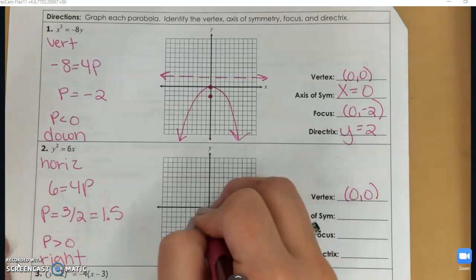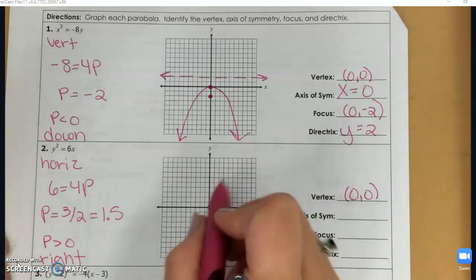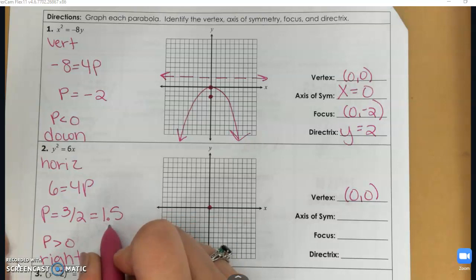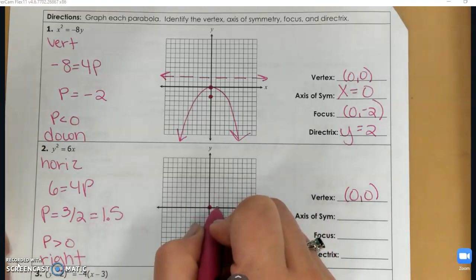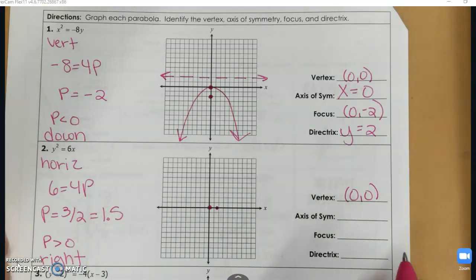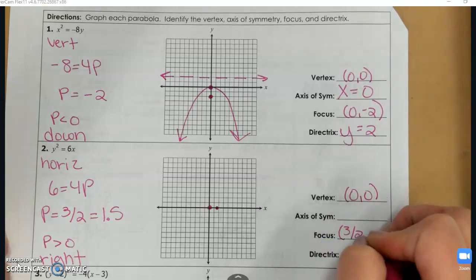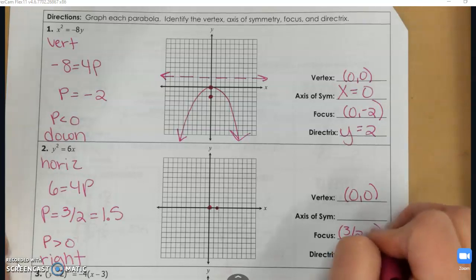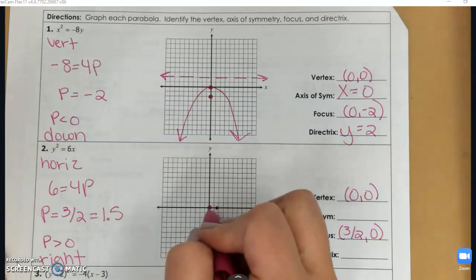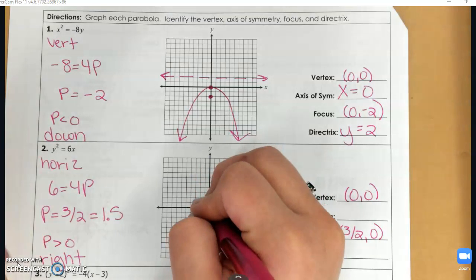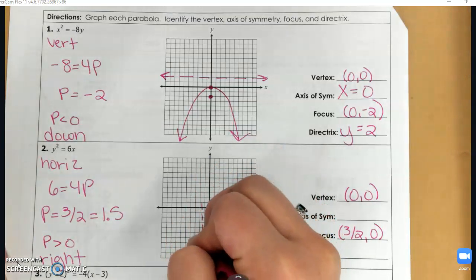So I'm going to graph my vertex at (0, 0). And then my focus is going to be 1.5 away to the right because it's inside my parabola. So that focus is (1.5, 0), or (3/2, 0). And my directrix is going to be 1.5 in the other direction, and this time it's going to be a vertical line.